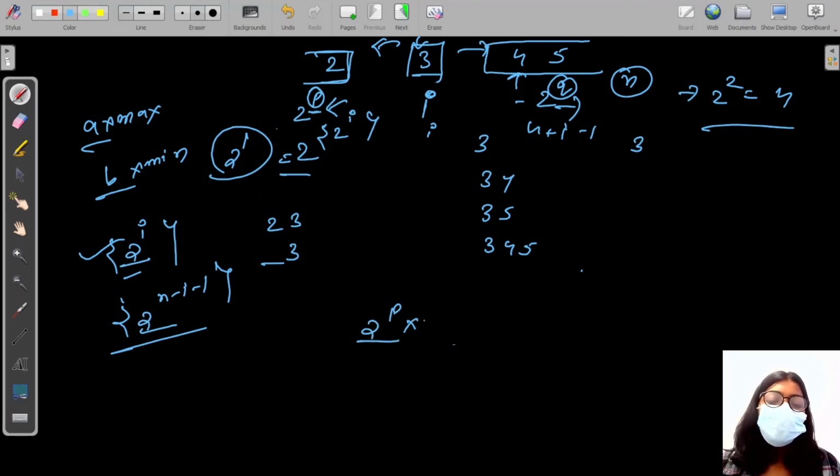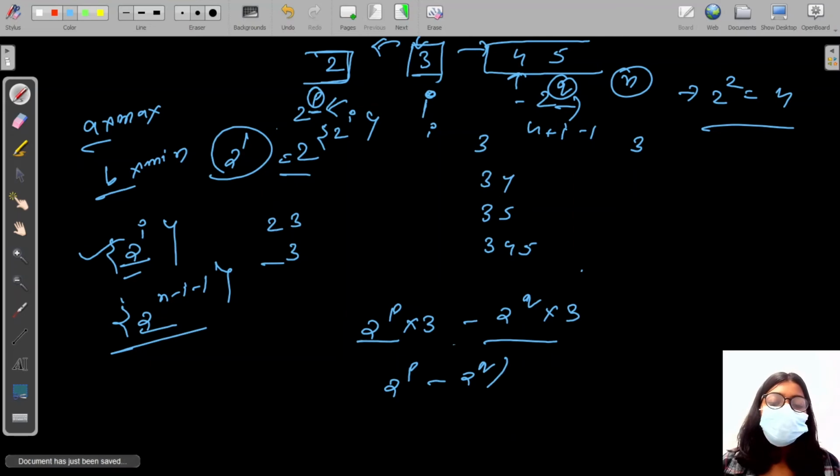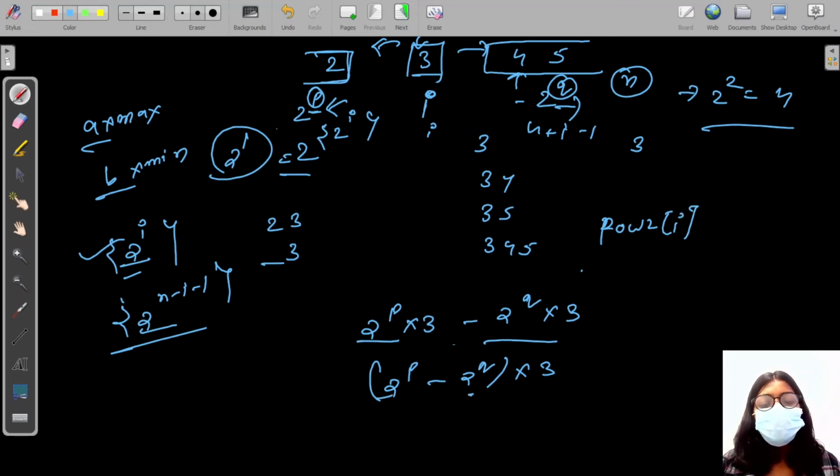So 3 behaves as maximum, and 2 raised to the power q into 3 behaves as minimum. We can also write it as this. In generic terms, I am going to make an array which will be the power of 2 of I. I am going to store these values in my array.